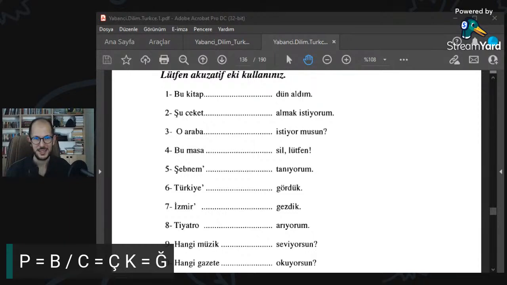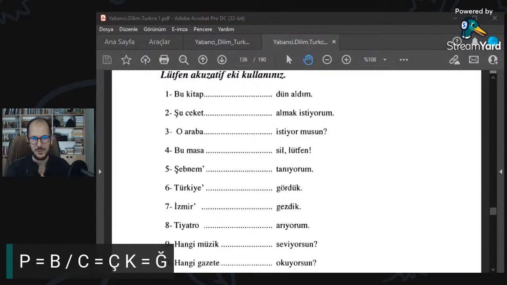Okay, number three. O araba. We already did the noun araba like 100 times. So arabayı. The araba ends in a vowel sound, so we have to use the buffer letter y, and a and ı are the closest sounds, right? Both a and ı are back unrounded sounds. We have to choose the ı sound because we don't have arabaya. That's a different case marker. O arabayı istiyor musun? Do you want that car?